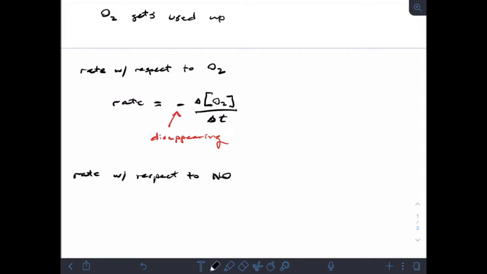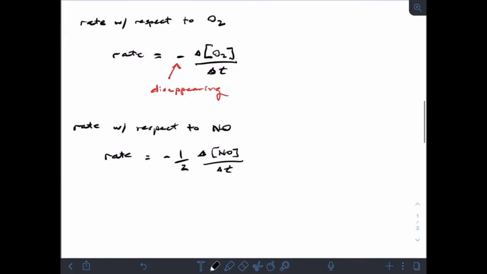Okay, if I want to talk about the rate with respect to NO, that's our other reactant. I'm going to write this as the rate equals negative 1 over 2 delta NO over delta T. Okay. Now you say, why the 1 over 2? Well, we always write this as 1 over the stoichiometric coefficient. And then we have our negative sign because it's disappearing.